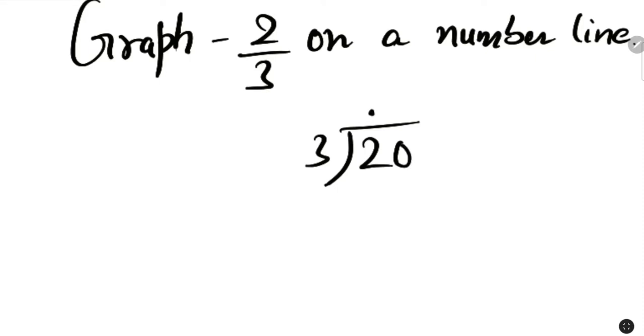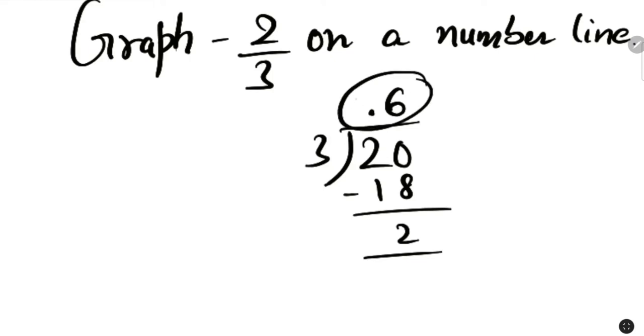20 is closer to 18. 3 times 6 is 18. We put 6 at the top and 18 over here. The remainder doesn't matter. We just have to have 0.6. So we have to plot 0.6, which is negative. We have a negative over here. That means we have to plot negative 0.6 on a number line.